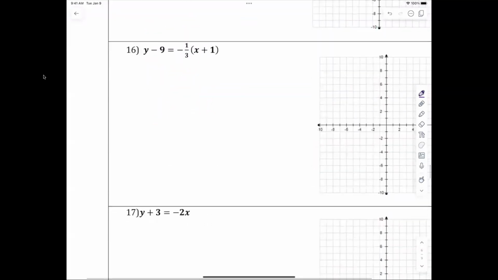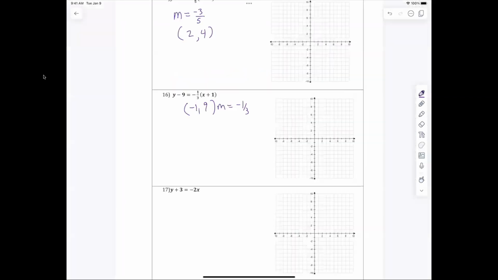All right, Peter, you got 16. Go. M equals -1/3. In the parentheses, the x is -1 and the y is none. Yes. Everybody do that. Plot the point. Use the slope.